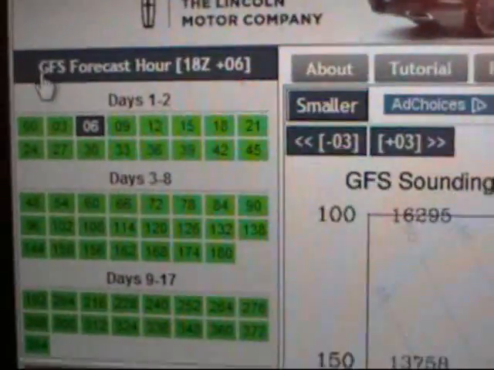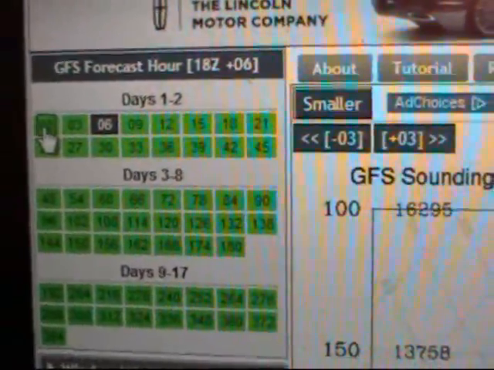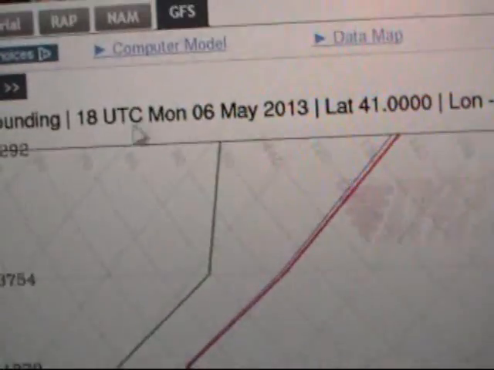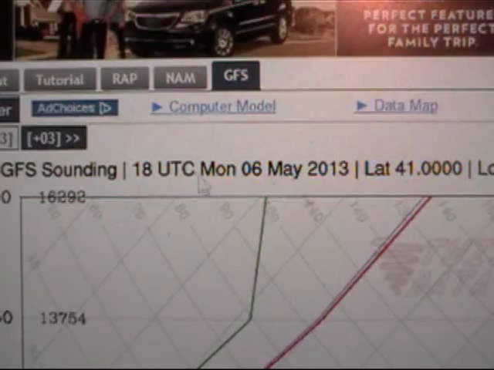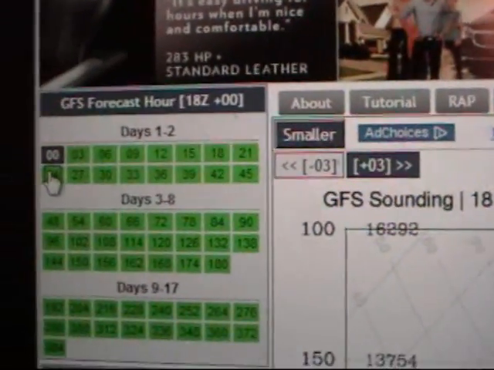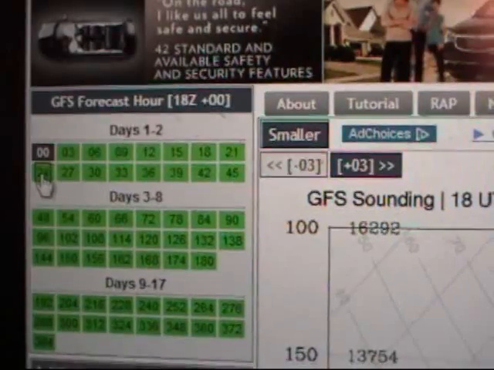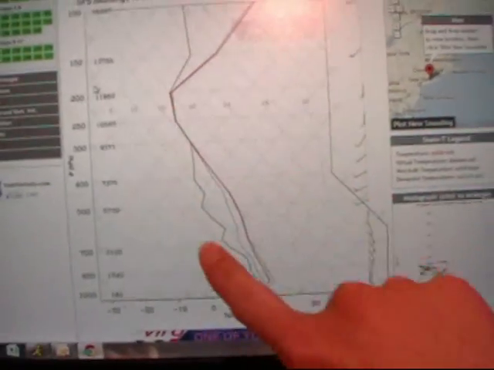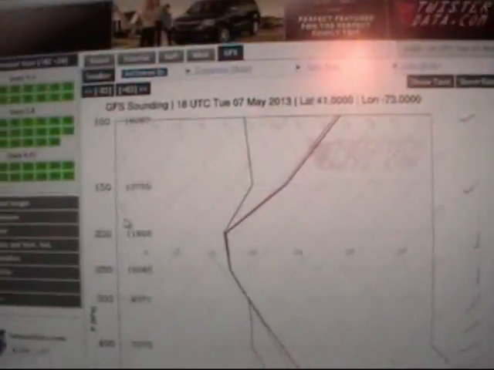But to navigate to a different time, it's all these controls here. So if we go to 0, for instance, that's 18Z this afternoon, or 2 p.m. And then let's say we want to look for 2 p.m. tomorrow. That would be 24 hours ahead of now. So this is our forecast sounding for 2 p.m. tomorrow, which it says on top there, for this location.